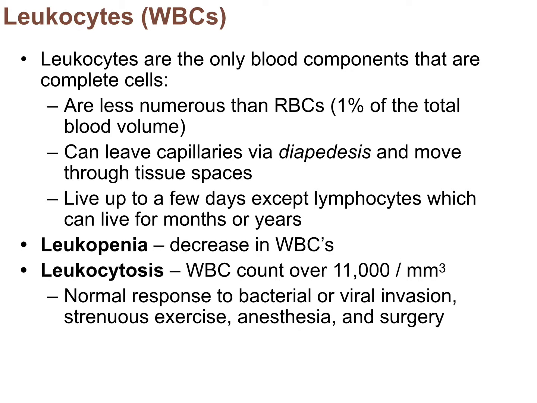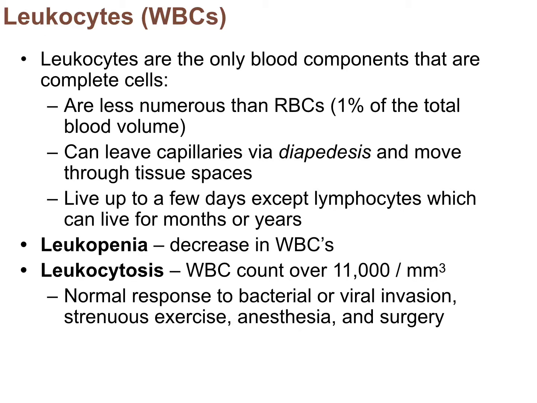Leukocytes are white blood cells, and we said they're the only complete cells, right? Because the red blood cells didn't have the nucleus or organelles, and the platelets that we'll talk about are only fragments of cells. The white blood cells are much less numerous than red blood cells. They're about 1% of your blood volume.